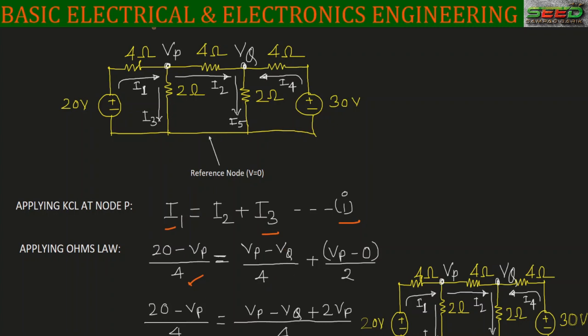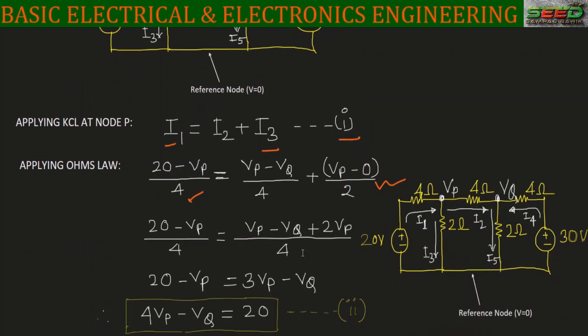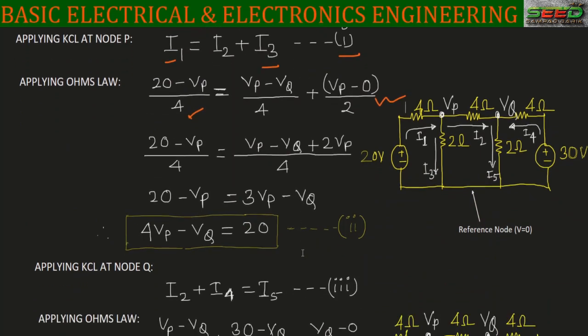In the same way, here the entire line potential is 0. So Vp minus 0 by this path resistance is current I3. Vp minus 0 by 2 is representing current I3. Now if you solve this, you will get equation number 2, that is 4Vp minus Vq is equal to 20.